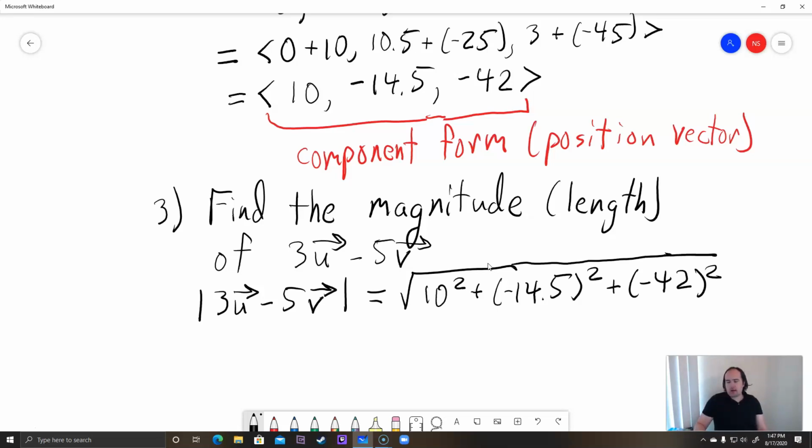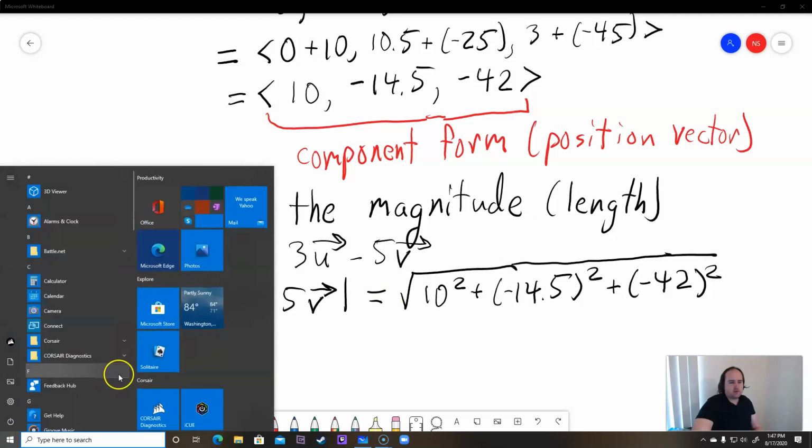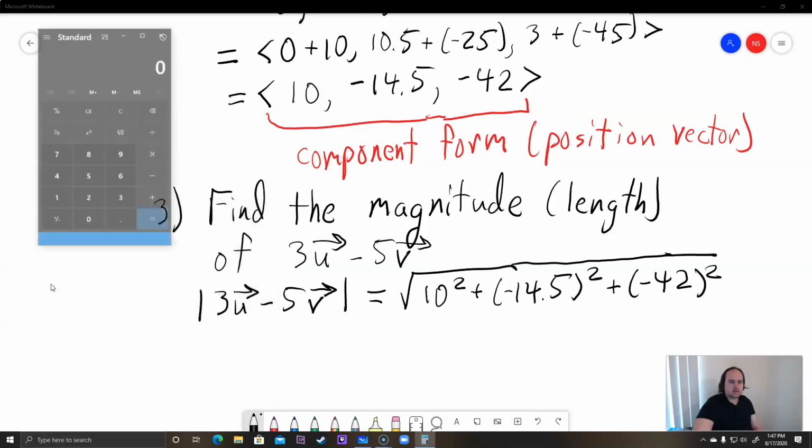Now with this one, we're probably going to need a calculator. If you have a calculator of some sort, you can use it. Otherwise, you can use the calculator in your phone. Or since you're going to probably be on a computer, you can just look up a calculator on your computer. So for example, here my calculator is right there in the start menu. It's just called calculator. And then I can go ahead and figure out what negative 14.5 squared is.